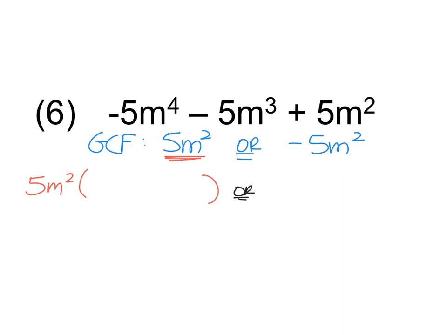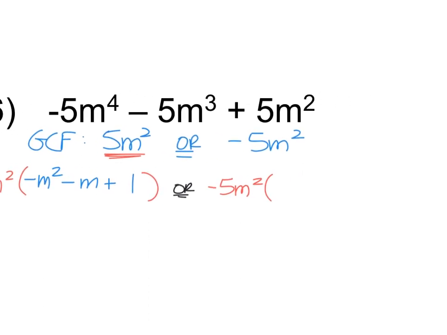Negative m squared. Minus m. 5m squared divided by 5m squared? 1. Anything divided by itself, right? So then other possibility would be to divide out a negative 5m squared. Now that we figured out what happens if you divide out a positive 5m squared, this should be very easy because it's made up of the same stuff, just the signs are reversed, right? So m squared plus m minus 1? Yes. Yep.